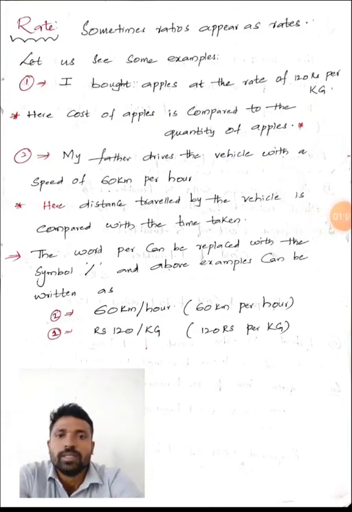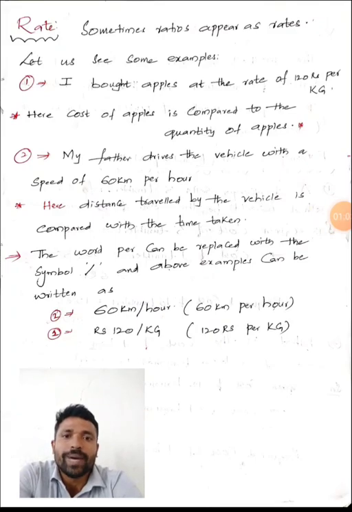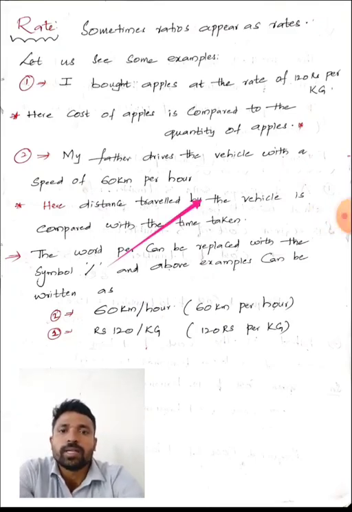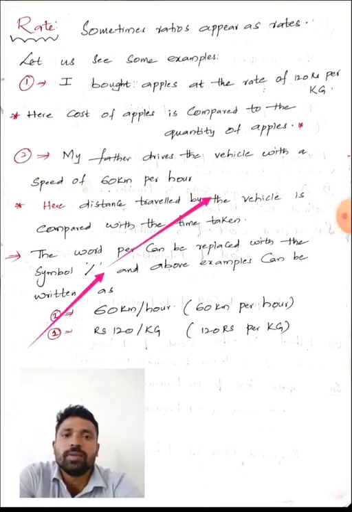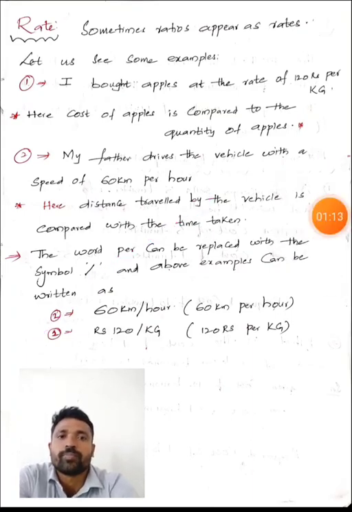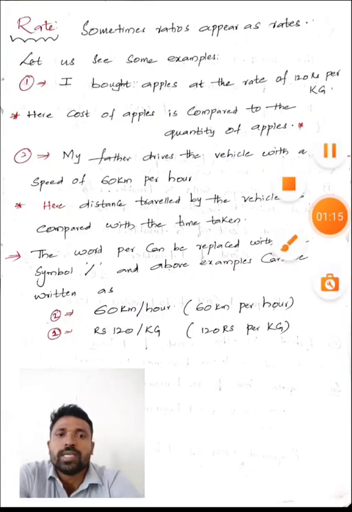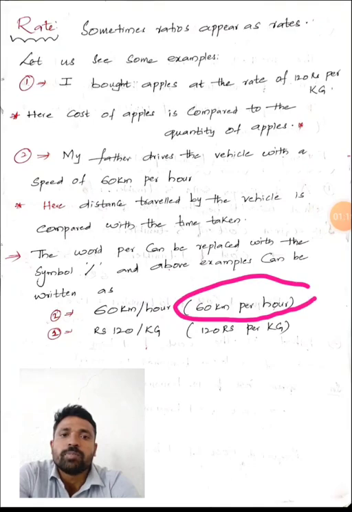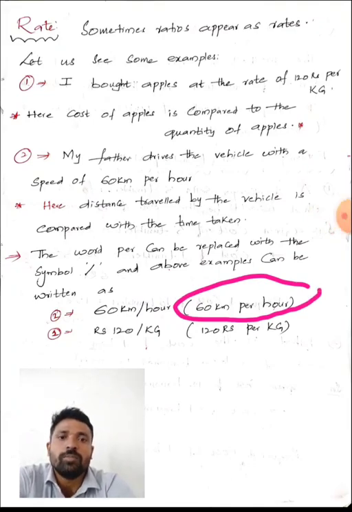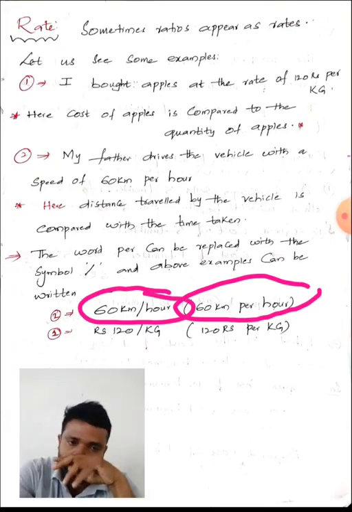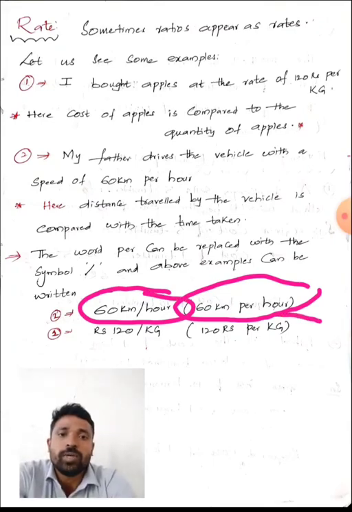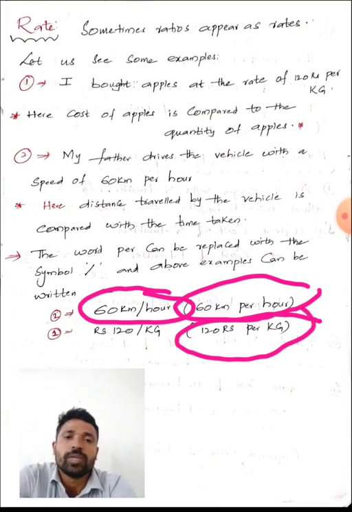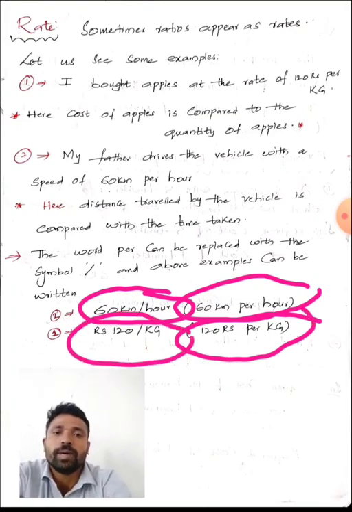Here the word per can be replaced with this symbol. This is the symbol we are using here, and the above examples can be written in symbolic form like this. Okay, now see here, 60 kilometers per hour is in the word form. If you convert it to symbolic form, it becomes 60 km/hr. And one more example, it is 120 rupees per kg. If you write in symbolic form, it is 120 rupees/kg.